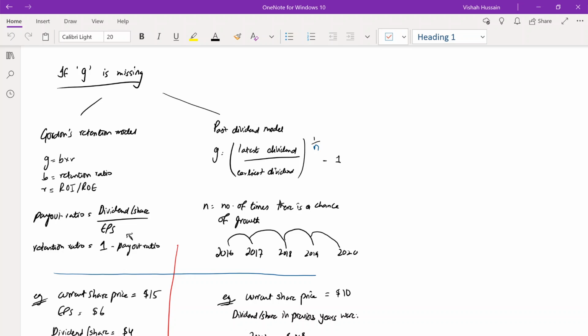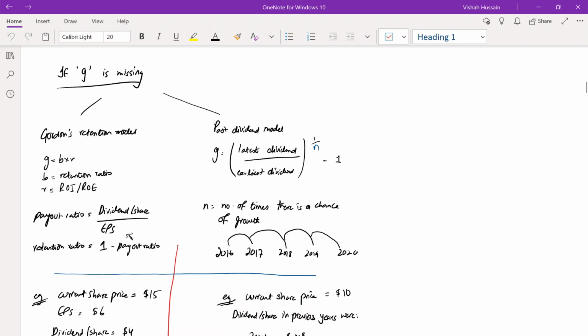How is payout ratio computed? Dividend per share over EPS, and the return on equity or return on asset is always given in the question. The past dividend model formula is G = (latest dividend / earliest dividend)^(1/(n-1)), where n is the number of times there is a chance of growth.